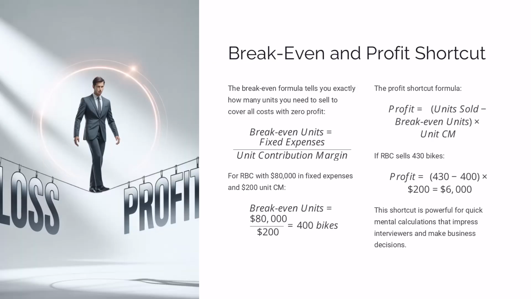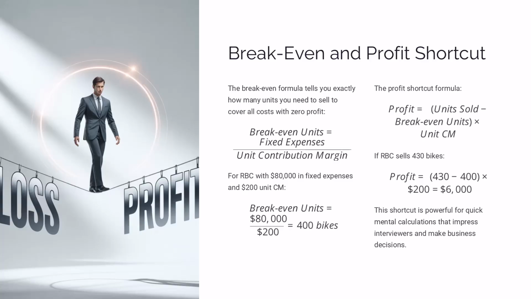This is the slide that will literally pay for your entire college education, because I'm about to show you the exact shortcut formulas, and it's the same formula that Spotify uses to determine how many subscribers they need to break even on podcast exclusive deals like the $200 million Joe Rogan contract. The break-even formula is break-even units equals fixed expenses divided by unit contribution margin, which tells you exactly how many units you need to sell to cover all your costs with zero profit.